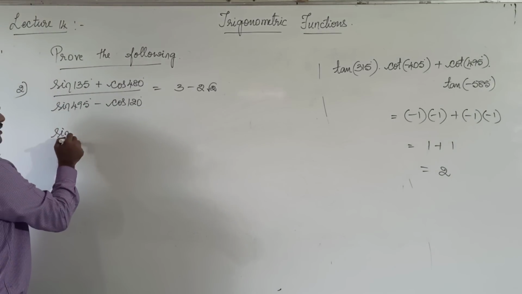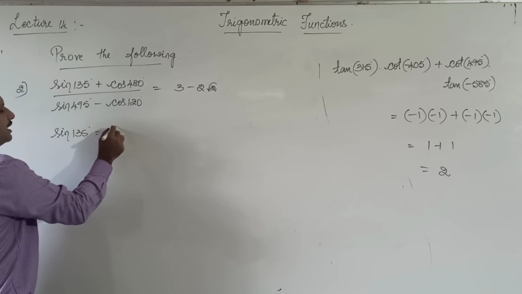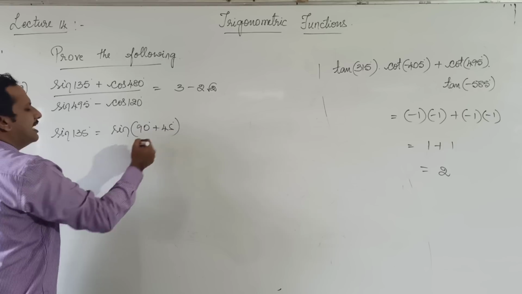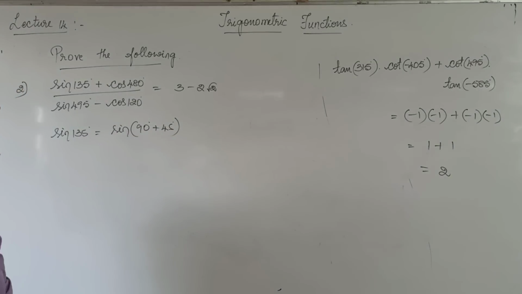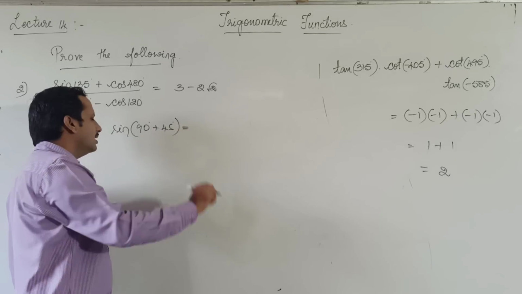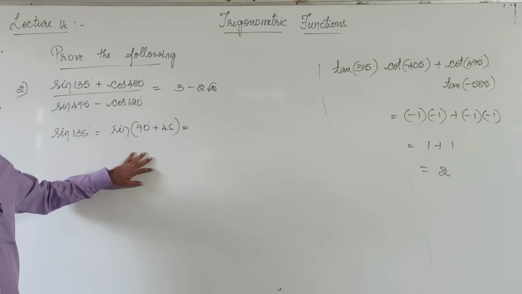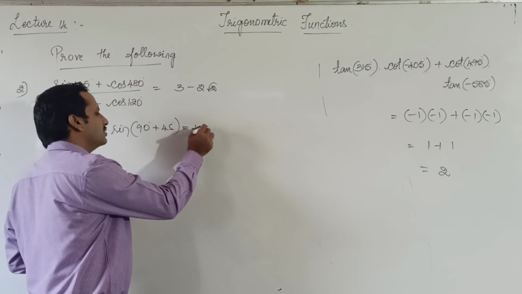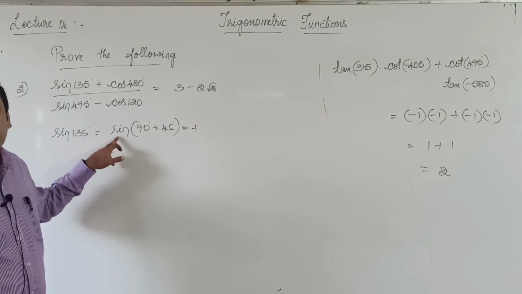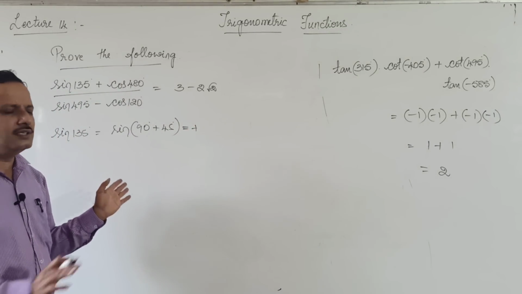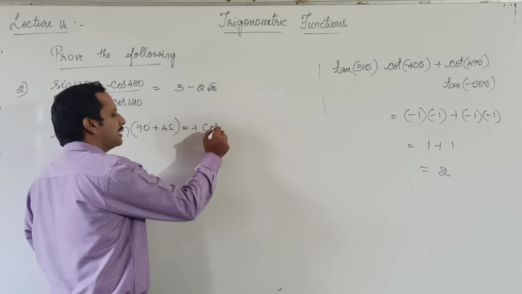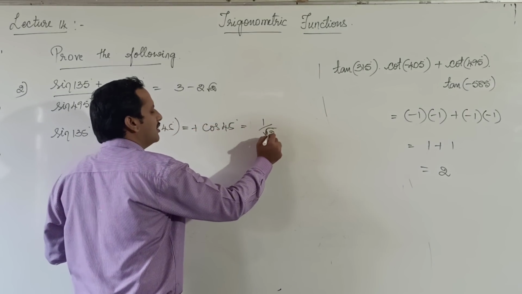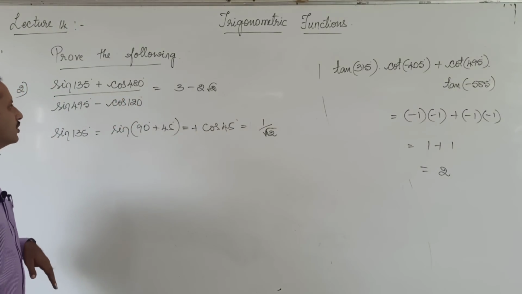Sine 135 degree, 135 I will write it as 90 plus 45. Either 90 plus 45 you can do, or 180 minus 45 you can do, your choice. Sine 90 plus 45, that means it's in the second quadrant. In the second quadrant, sine is positive, and here we are using 90 degree vertical line, so it's a co-function. So plus cos 45 degree, which is equal to 1 by root 2.